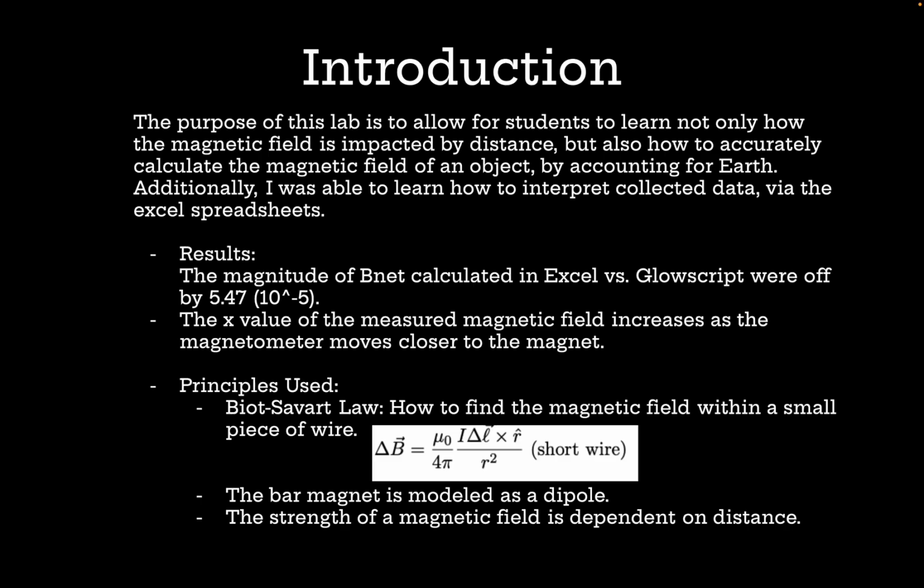The general results were that the magnitude of B net that I calculated within the experiment in Excel was different than that which I modeled in GlowScript, being different by about 5.47 times 10 to the negative 5. And additionally, I found the general observation that the X value of the measured magnetic field increases as the observation location moves closer to the magnet, meaning that the distance decreases.